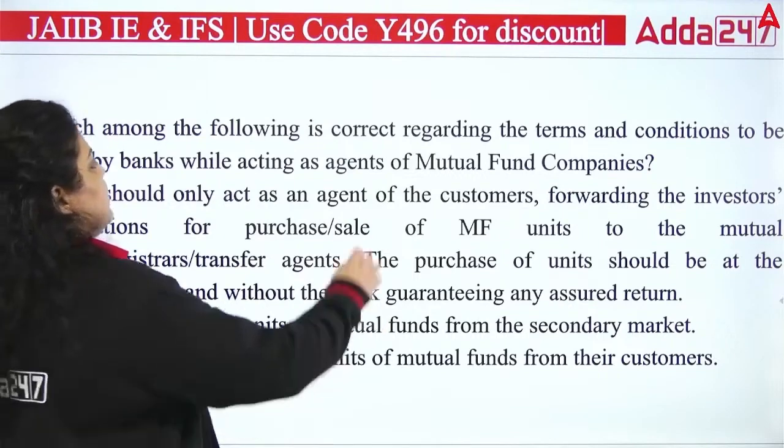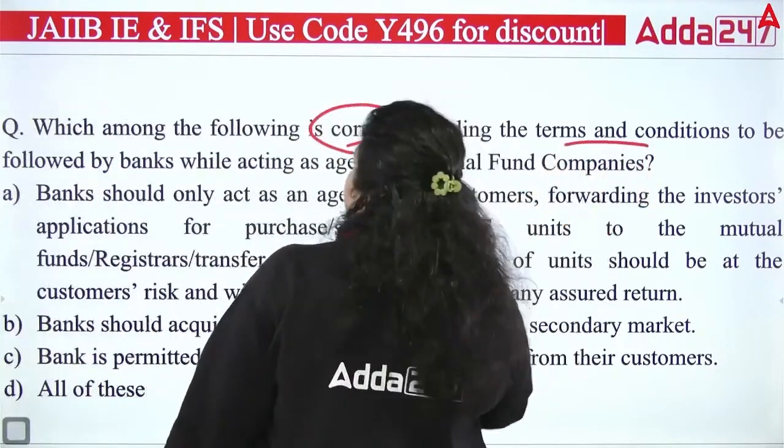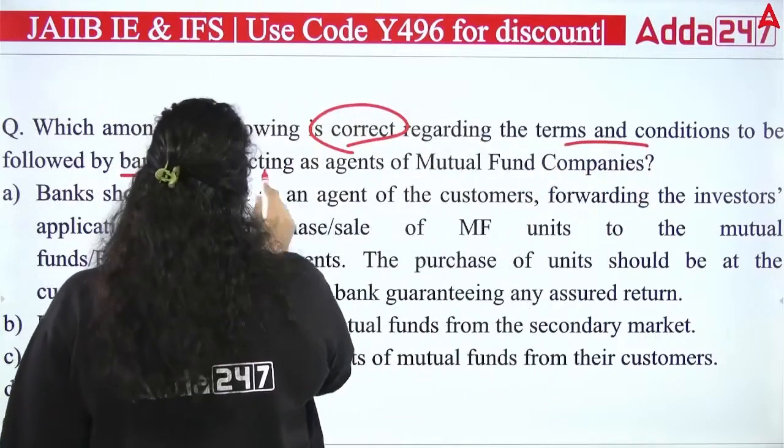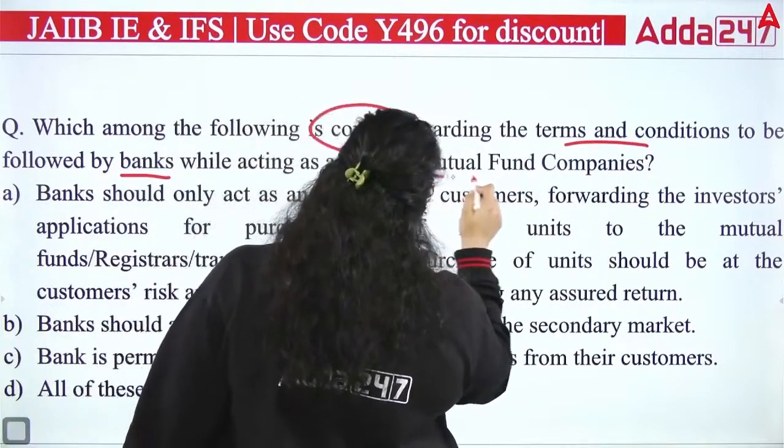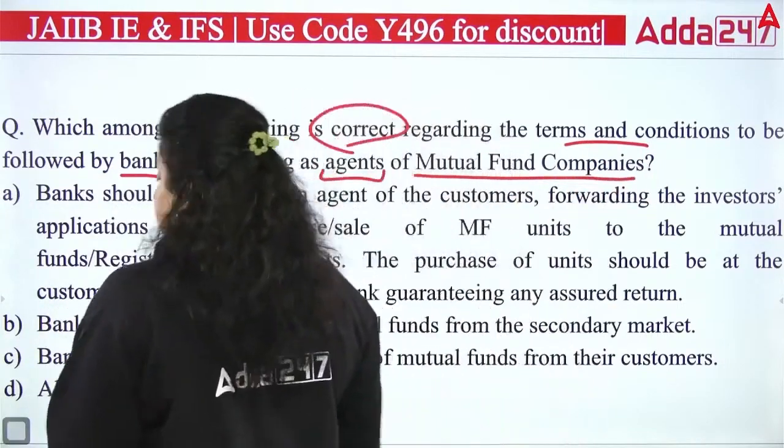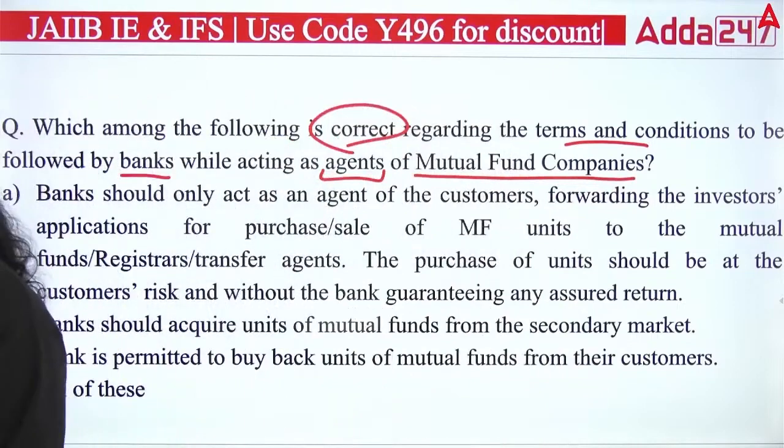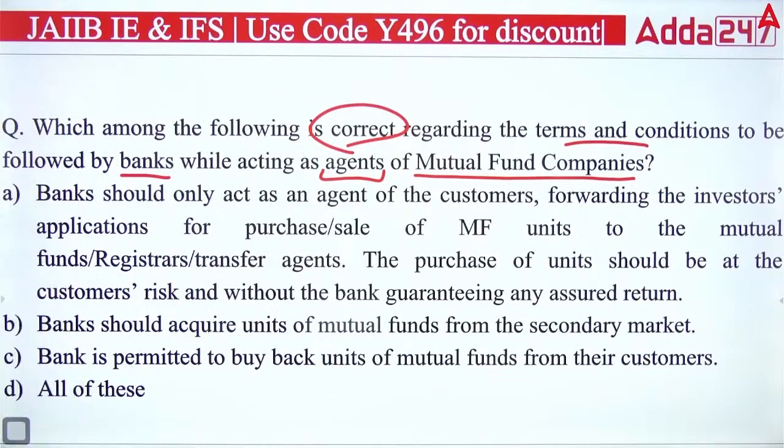Now the second question we are talking about here is from the Parabanking chapter, 44th unit, which among the following is correct regarding the terms and conditions to be followed by banks while acting as agent of mutual fund companies? So when a bank acts as the agent of a mutual fund company, what are the terms and conditions to be followed by the bank?